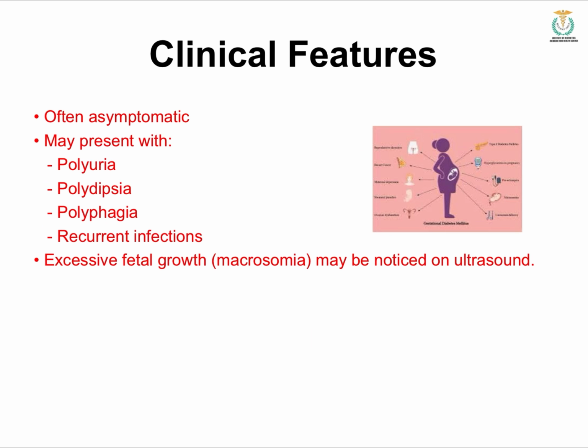About the clinical features, most women with gestational diabetes mellitus are actually asymptomatic. But sometimes they may present with the classical diabetic symptoms like polyuria, polydipsia, polyphagia, and sometimes there can be recurrent infections, for example candidiasis. Occasionally you may pick up gestational diabetes mellitus because of excessive fetal growth, that is macrosomia, when the fetal weight is more than 4 kg. This is usually noticed on the ultrasound, so it's not always about the symptoms. Screening is the ideal key for such cases.